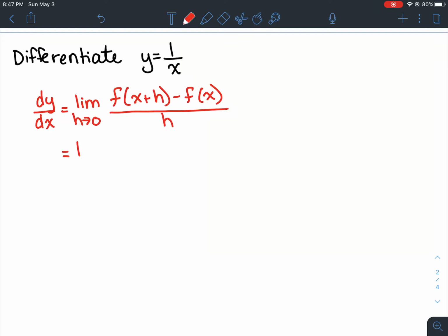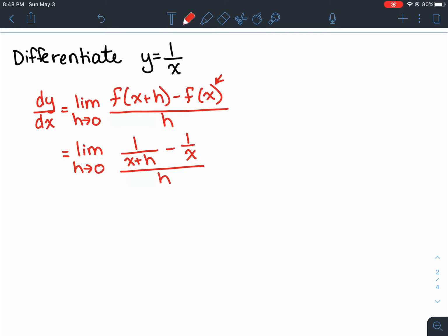Okay, so let's sub in stuff. I'm not going to do this over to the side because we only have 1x, so it's pretty easy. So 1 over x is what f of x stands for. And f of x plus h, you're just going to stick an x plus h in the denominator. And then minus f of x, which is 1 over x, all divided by h. Okay, awesome. So we just have a little bit of fraction work to do here.